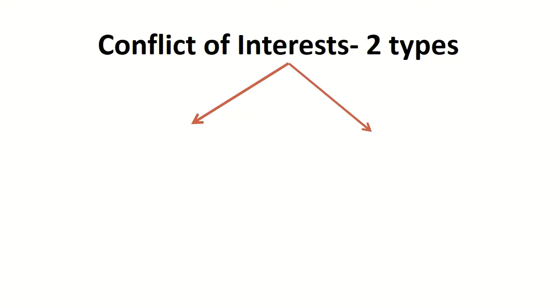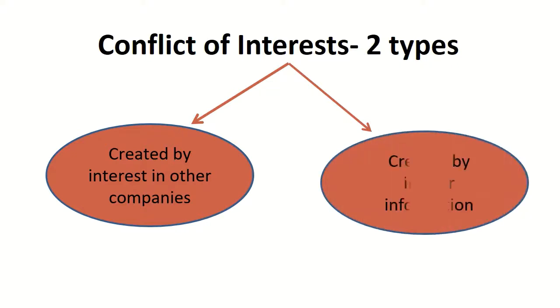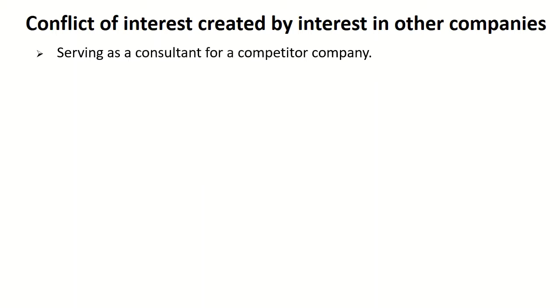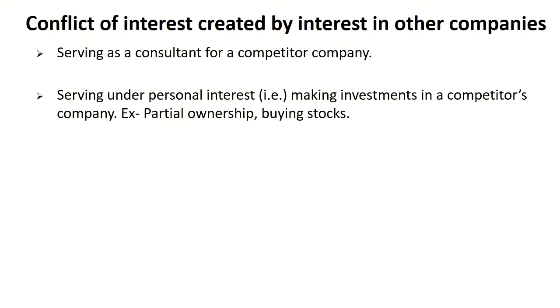There are two types of conflicts of interest. Number one, created by interest in other companies. Number two, created by insider information. Conflict of interest created by interest in other companies. Serving as a consultant for the competitor company. Serving under personal interest, that is making investments in a competitor's company.